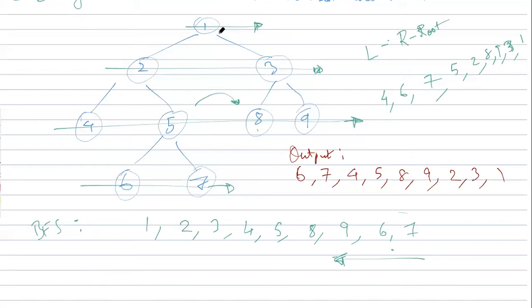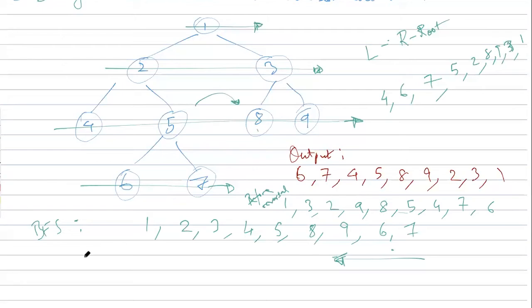So it's 1. What is the reversed order of this? 1, 3, 2, 9, 8, 5, 4, 7, 6. So this is just before reversal. So before reversal, this is what I want. So 1, 3, 2, 9, 8, 5, 4, 7, 6. What does this mean?